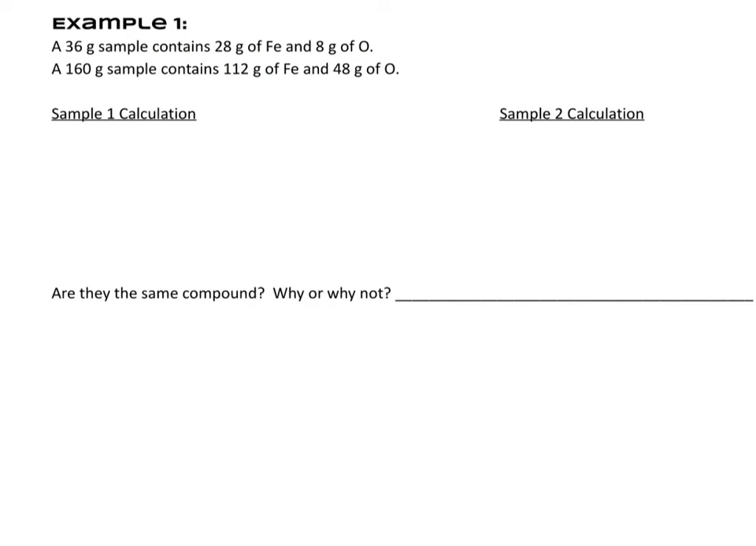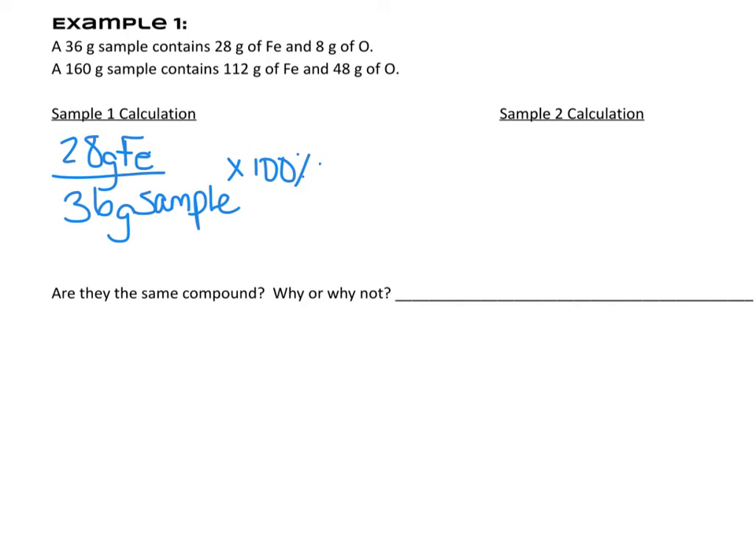So let's look at a quick example of how we can use percent composition to identify a compound or a substance. So in the first example, our first sample has 28 grams of iron. And we're going to use iron as our determining factor here. The total amount of the sample is 36 grams, as it states. Okay, so if we determine the percent composition of that, we end up with 78%.